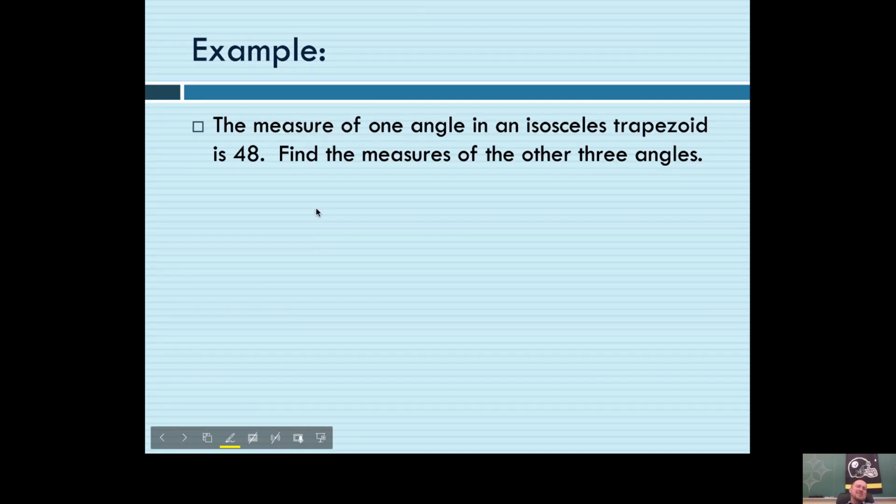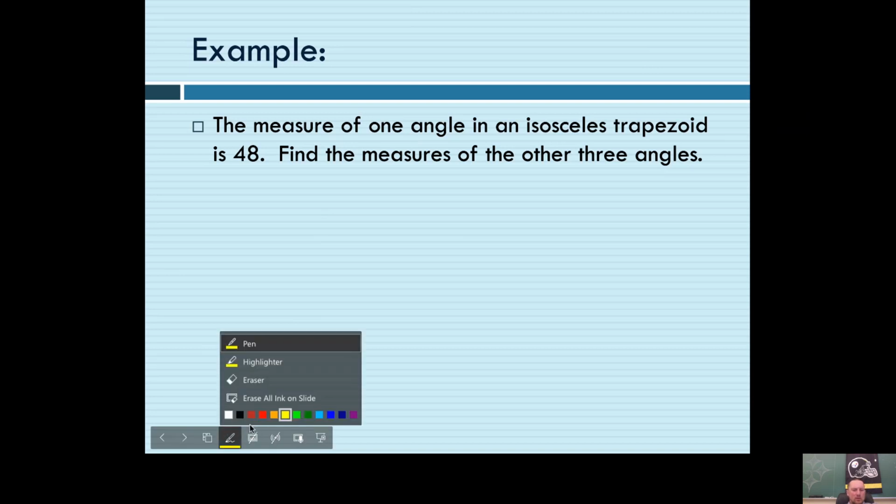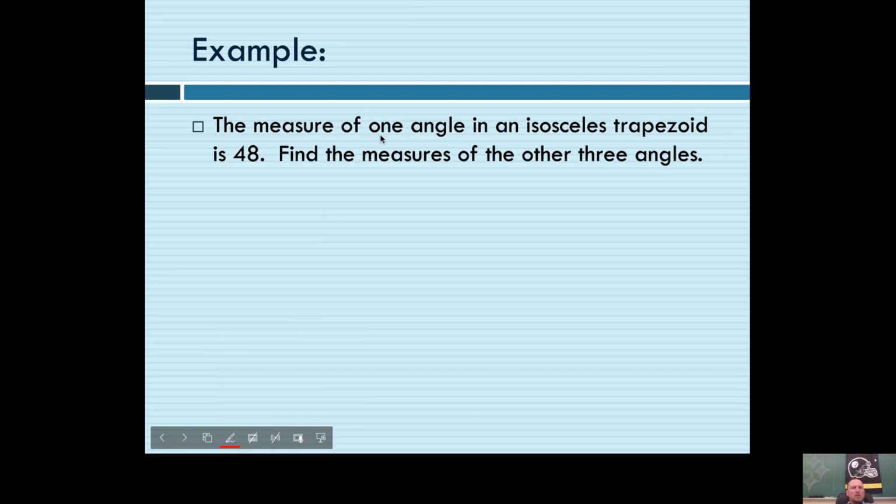This next example is the same type of problem. The only difference is there's no picture. The measure of one angle in an isosceles trapezoid is 48. Find the measure of the other three angles. If it helps you, you can draw a picture. I'm trying to draw my best isosceles trapezoid.